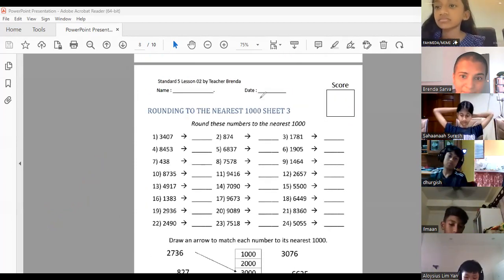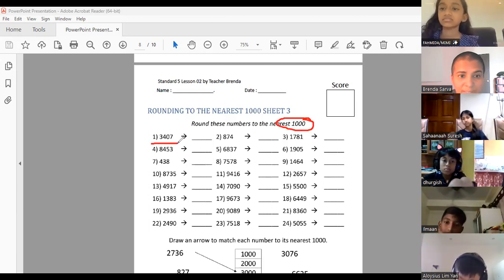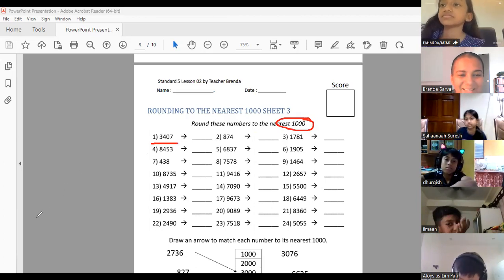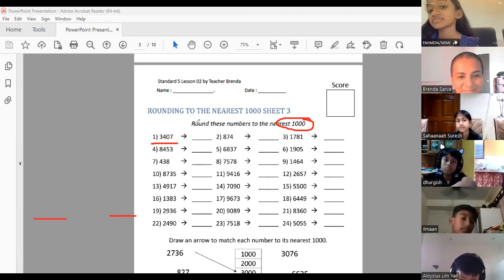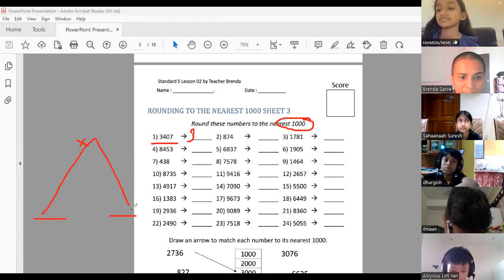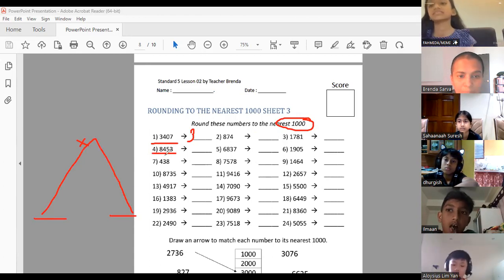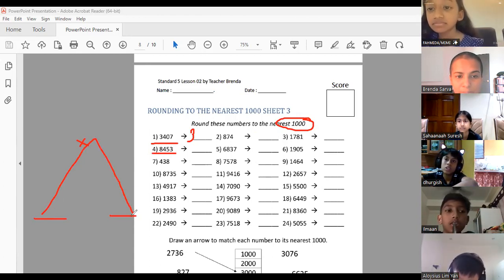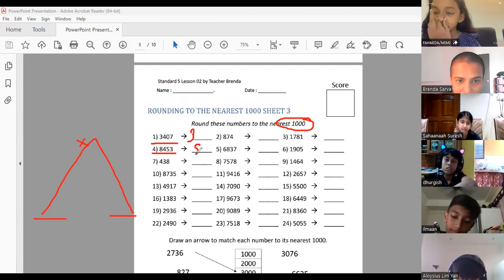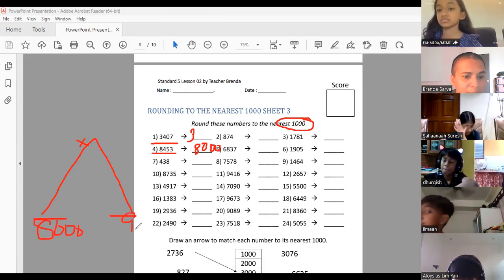Again, now your mind, everything must go to the thousands now. Answers all will be in thousands. So 3,400 will go to 3,000 or 4,000? 3,000. Remember, 3,500 is in the middle. Now your hill, you must just imagine. 8,400, where will it go? 8,000 or 9,000? 8,000. Good. No, Danya, 8,400. 8,000 is here. 9,000 is here.